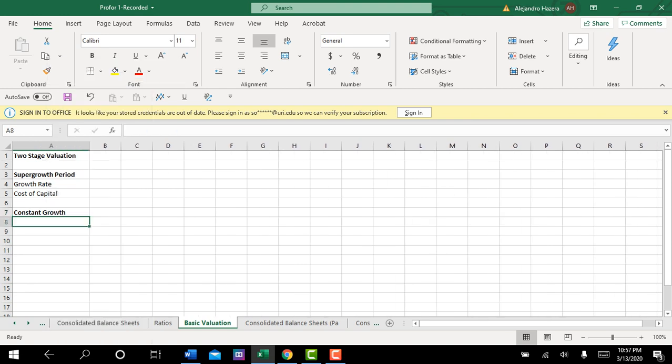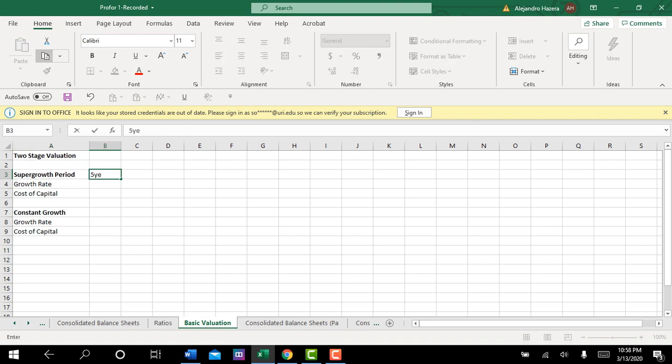Anyway, the two assumptions I'm going to make for the constant growth period are, once again, the growth rate and the cost of capital for that period of time. So I'm just going to go ahead and copy these things down. Okay, so just to sum up, we're using a two-stage valuation model. One's a super growth period. That's going to go for 5 years.